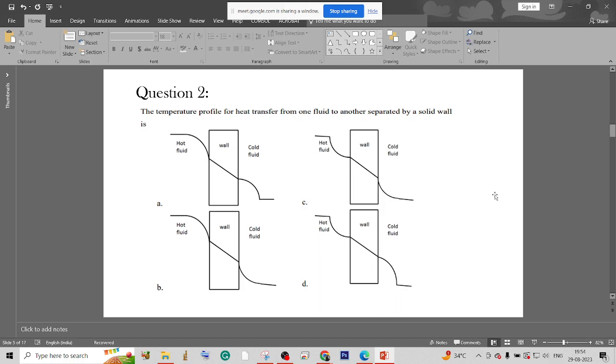Then option C. Option C. Check the forms. Yeah, it will be option C. Oh, no. Tell me which one you are referring to as C. It is the right side top one, right? Yes, ma'am. No, it is not. Check once, once again. You check which one is the correct one.